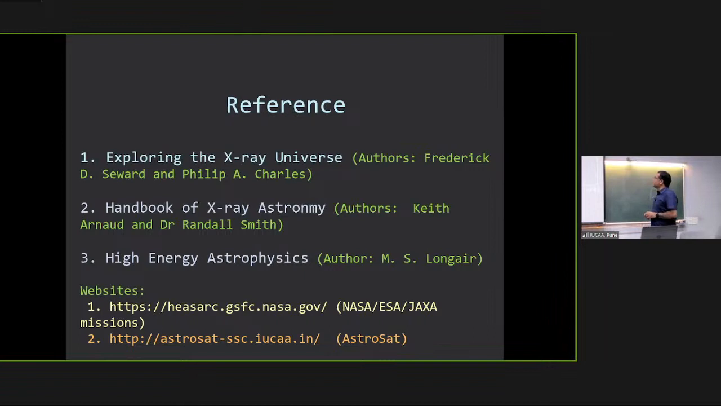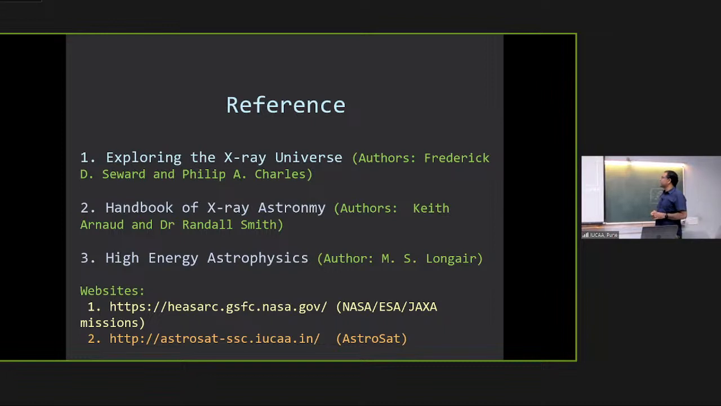Okay, then there is a book, the Handbook of X-ray Astronomy. This is a more technical book. It explains how X-rays are detected and how X-ray telescopes work, and many other things which I told you in the last two lectures. Those things are covered in much more detail there.